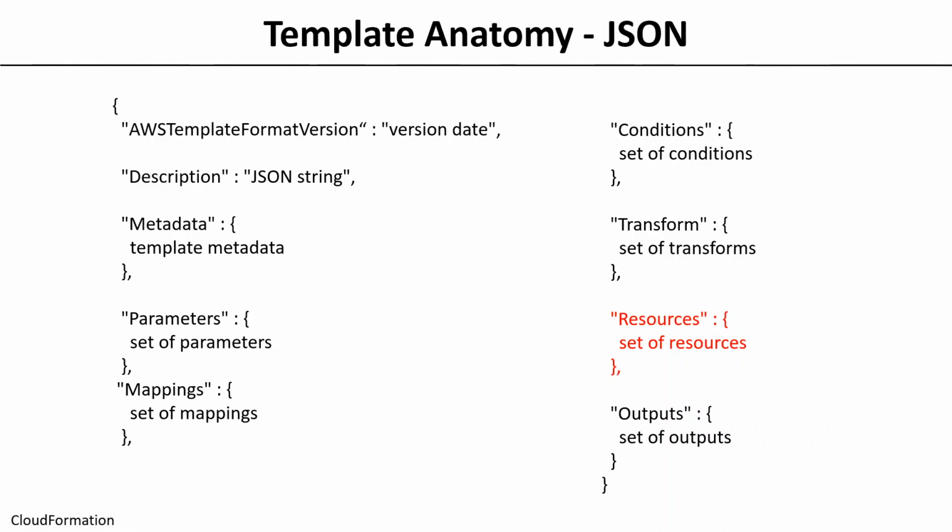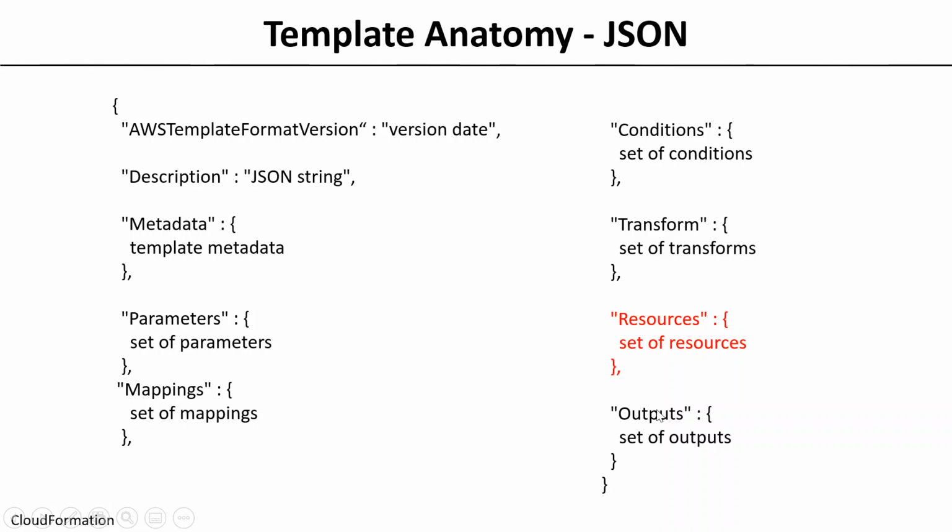Then you have resources. The resources are nothing but the actual resources that you want to create as part of this particular stack. EC2, VPC, RDS, or anything that you want to create. All those are nothing but your resources. Then you have outputs. Once the resources are created, you want to display certain outputs of it.